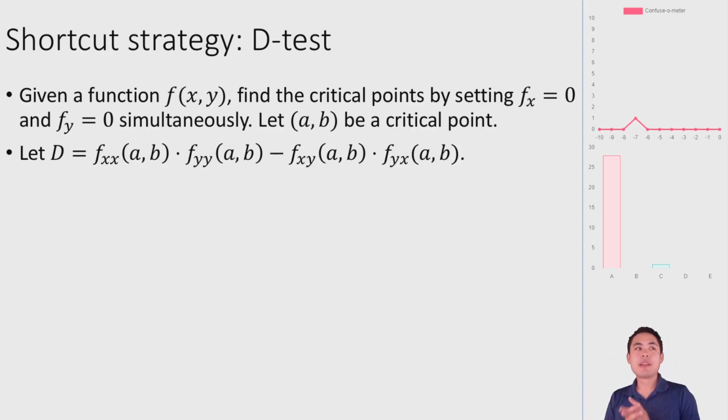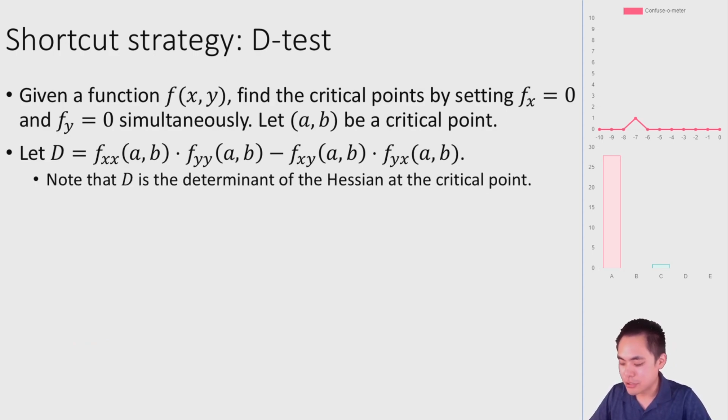Then I'm going to define this thing. D is equal to f sub xx times f sub yy minus f sub xy times f sub yx. Note, of course, that this is just the determinant of the Hessian matrix, which is why we call this D. Remember, the Hessian matrix was f sub xx, f sub xy, f sub yx, f sub yy. So this is just the determinant there.